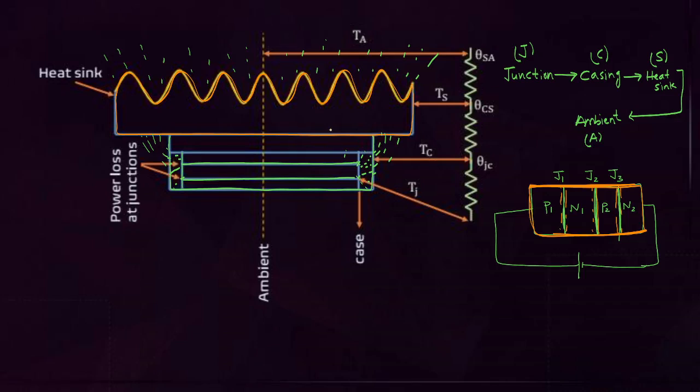Heat is produced at the junctions. It is transferred from junction to casing, casing being the total material. From casing to sink, this is the heat sink. And from heat sink to ambient, it is dissipated into the environment. Ambient is nothing but the environment. Where is it produced? At the junctions.